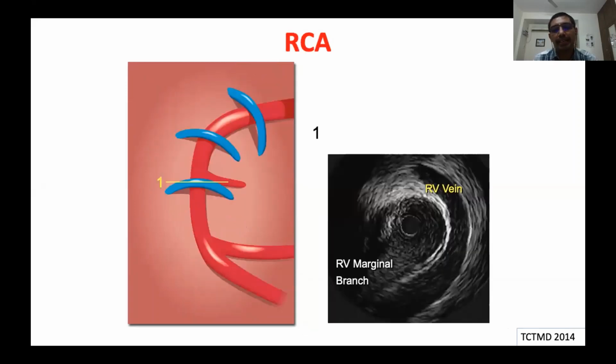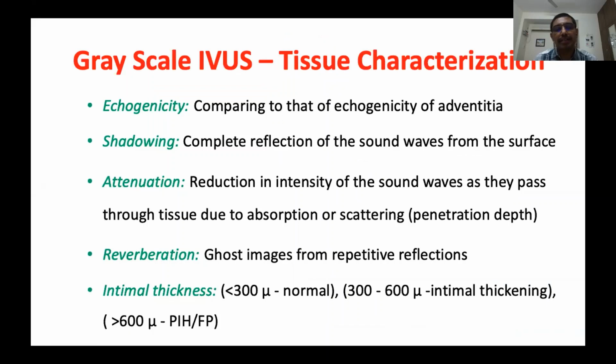Now what happens in the RCA? We have seen that in the LAD and LCX, the venous structures move parallel to the artery. Here, the venous structures move perpendicular to the artery. That produces a horseshoe-shaped appearance of the venous structure. In the RCA, the marginal branches just go along with the venous structure. So this is a horseshoe-shaped appearance. It just goes perpendicular to the main artery. It goes along the marginal branch. So this is the appearance you get when you image the RCA with IVUS.